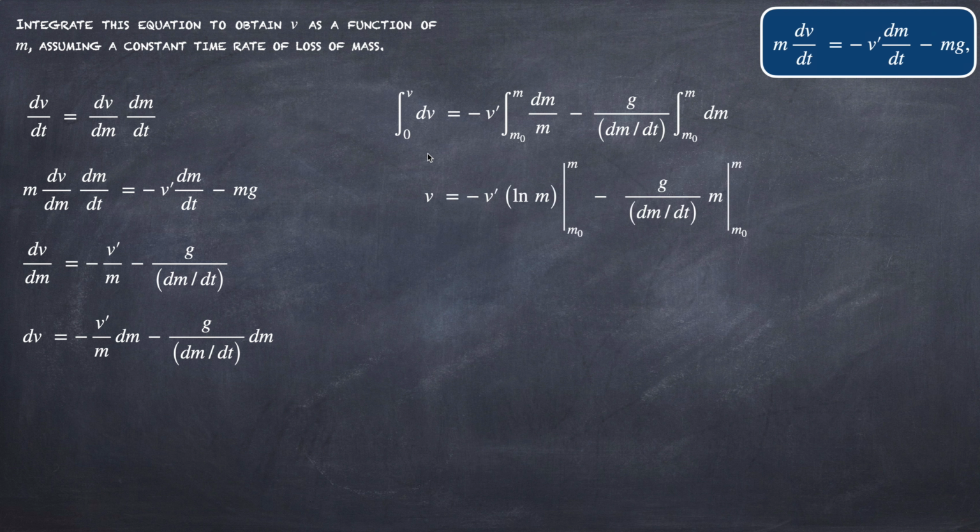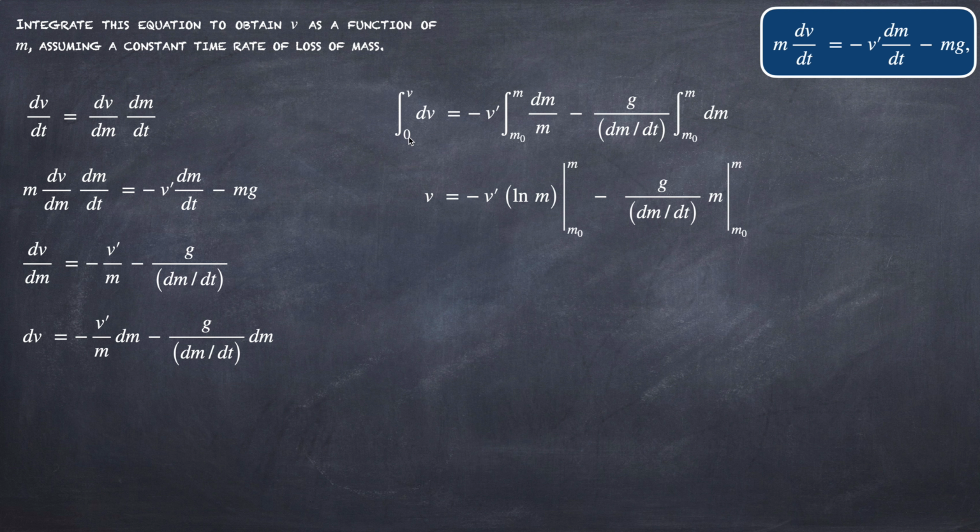And we know that the result of that will be v subtracted by v0. But since in the next slide we will consider the rocket starting from rest, let's already use v0 equals 0. So the result of this integral is just v. This first integral on the right-hand side of the equation will give us the negative of v prime times the logarithm of m, and these are the limits, m0 up to m.